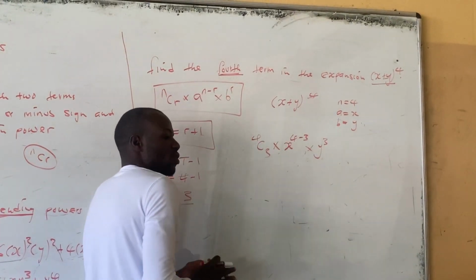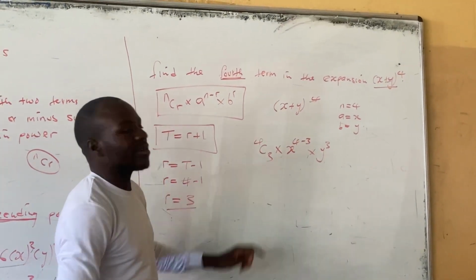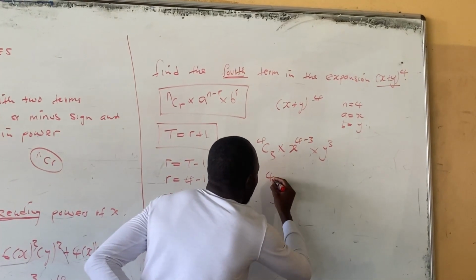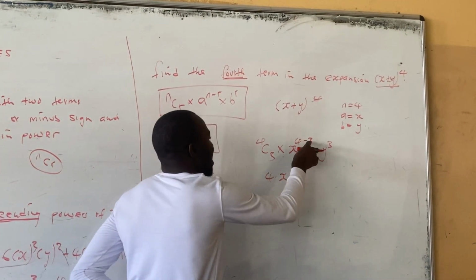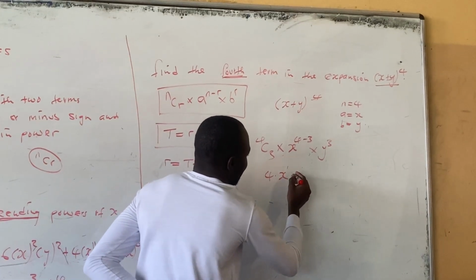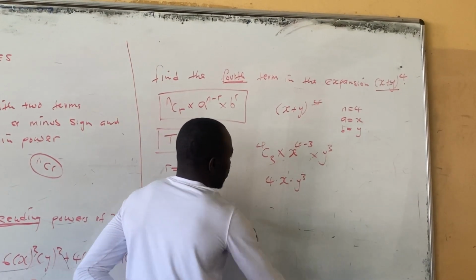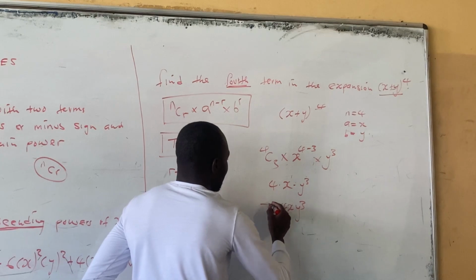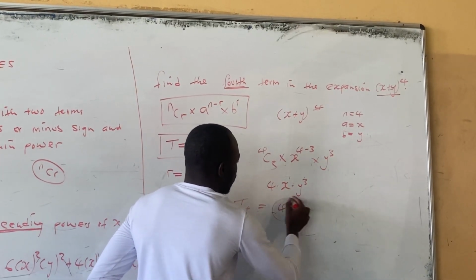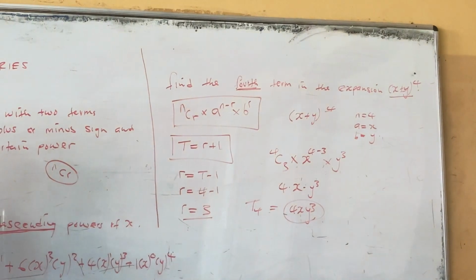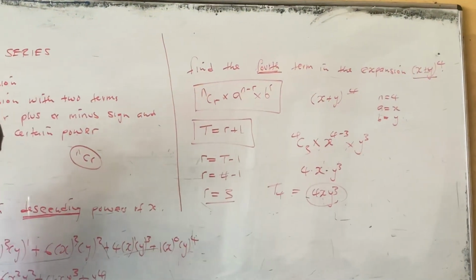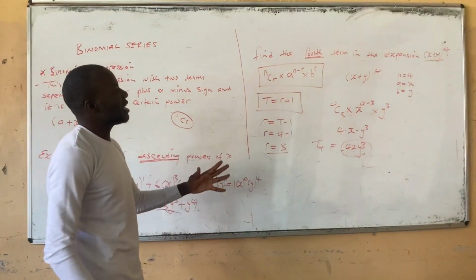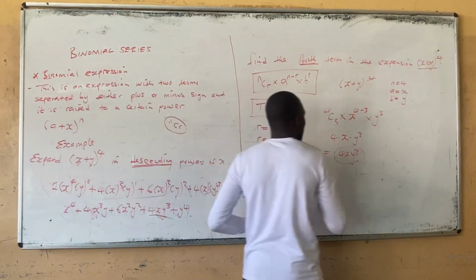When you punch on the calculator, 4 combined 3, you get 4. So this will give us 4, times x to the power 4 minus 3, which is just 1, times y to the power 3. When you attach everything, you get 4xy to the power 3. So this is the fourth term. You don't need to expand, and when you compare what we are getting here with what we got at first, they are the same. So this is what you do to find the position of the term in the binomial expansion.